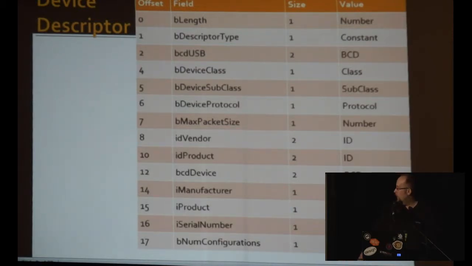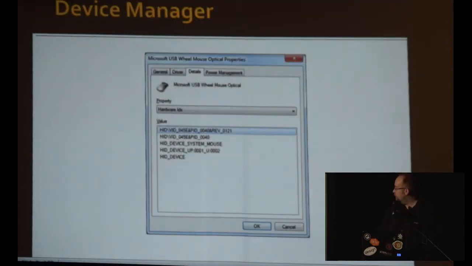Windows, when it goes to try and determine what driver it should pair with this given device, is it a boot device? Is it just a standard mouse? Is it a device that I already know about and I already have a driver for? This is where it happens.